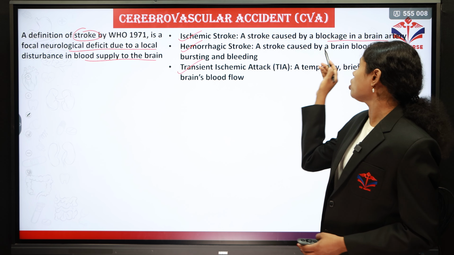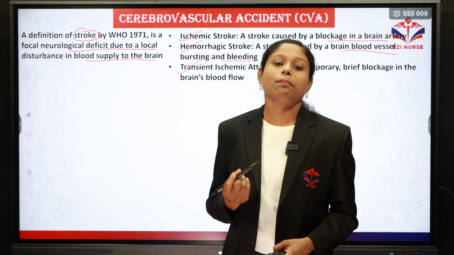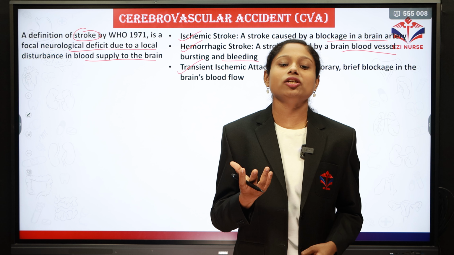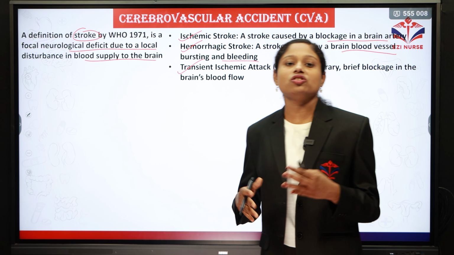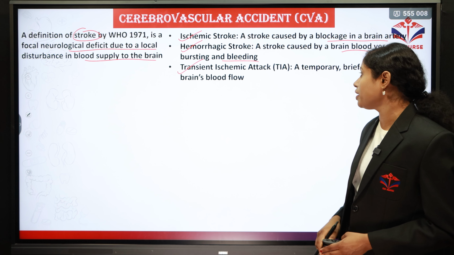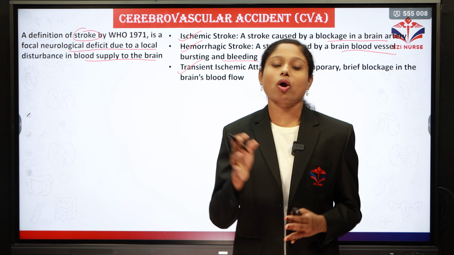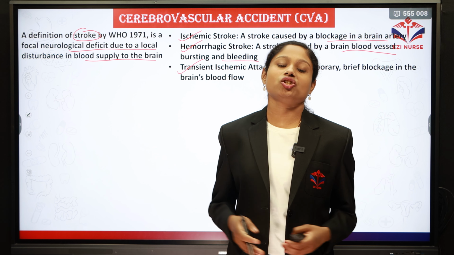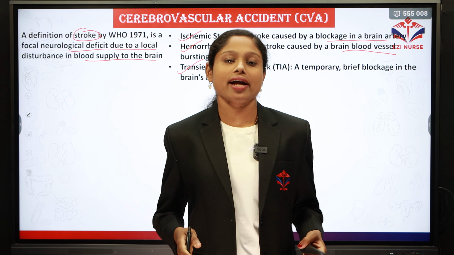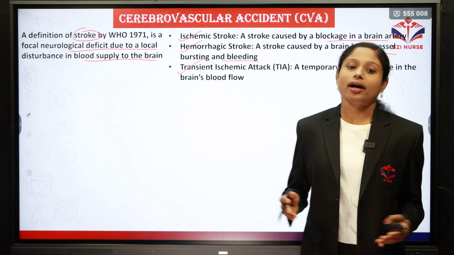Hemorrhagic stroke is a stroke caused by brain blood vessels bursting and bleeding. If any blood vessel present in the brain is damaged and starts bleeding, that condition is hemorrhagic stroke. Transient ischemic attack is a temporary, brief blockage in the brain's blood flow. These are the main types of cerebrovascular accident: ischemic stroke, hemorrhagic stroke as well as transient ischemic attack.